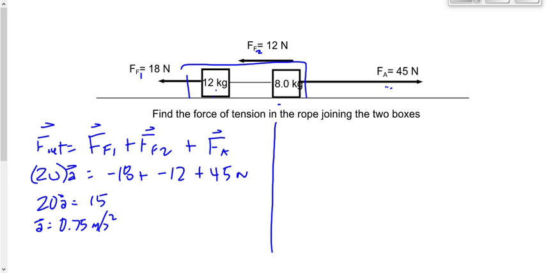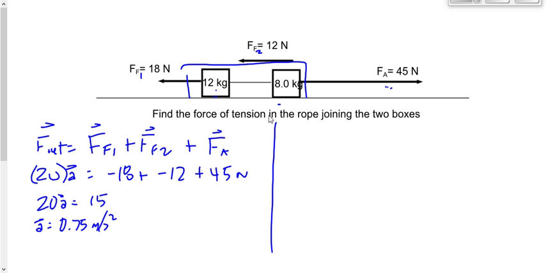This is a problem that we've done many times before, just not in the context of needing it to do something else. Most of the problems that we've done like this have been finished at this point once we found the acceleration. That's the acceleration of the system, but it's also the acceleration of the 12 and the 8 kilogram box inside the system.